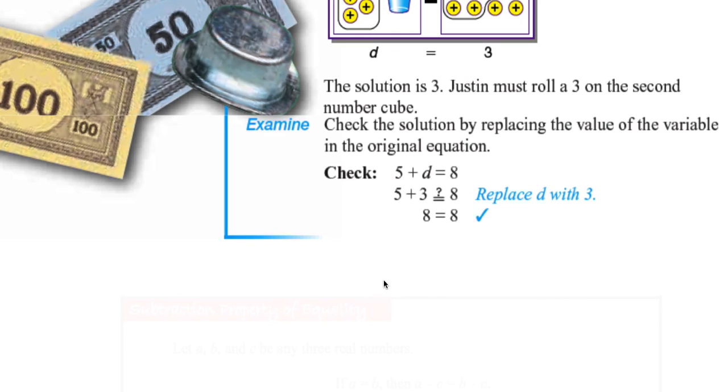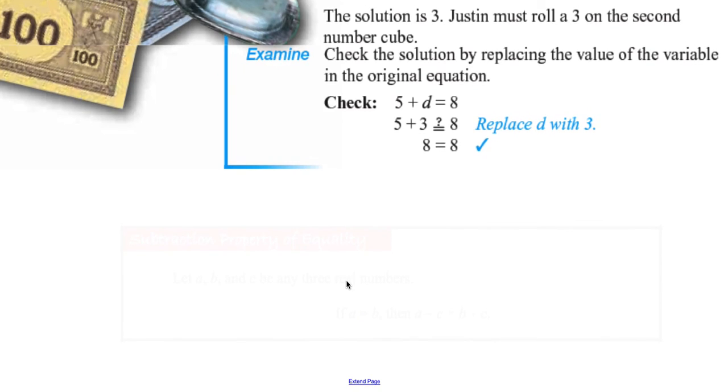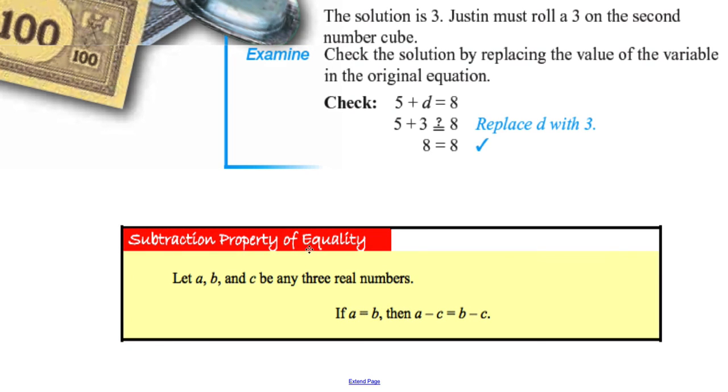Okay? And this brings us to the rule that we are going to follow. This particular rule that we did is what we call the subtraction property of equality, which simply states that let a, b, and c be any 3 real numbers, if a is equal to b, if you subtract c from a, you need to subtract c from b as well. Again, going back to whatever you do to one side of the equation, you need to do to the other side as well. Okay, and let's follow this rule in example number 2.